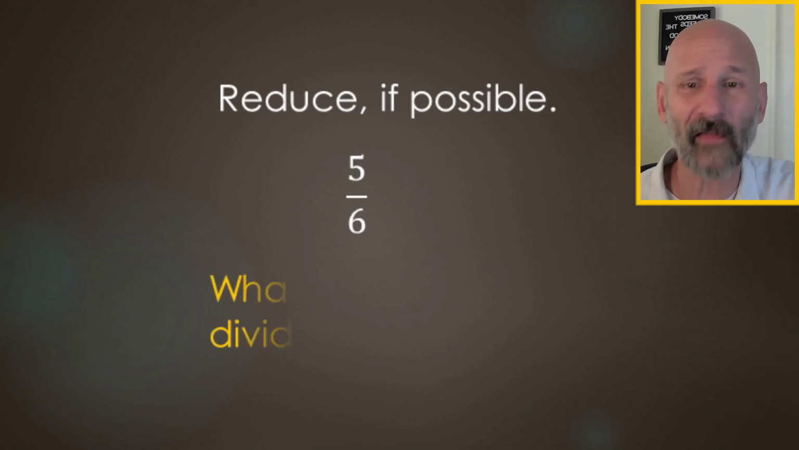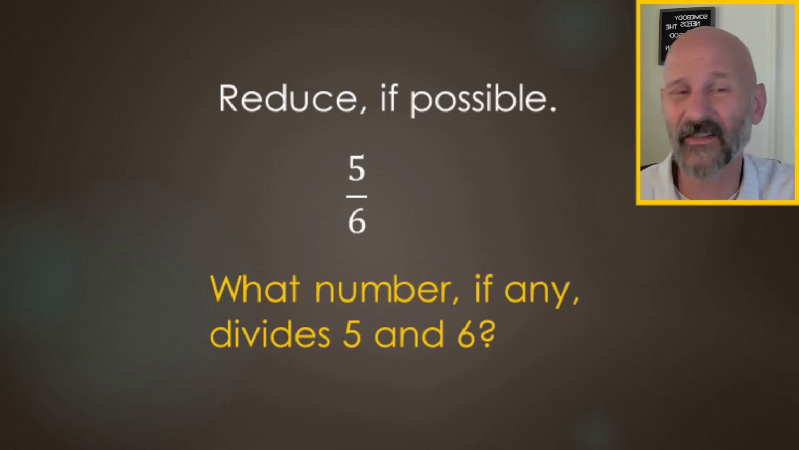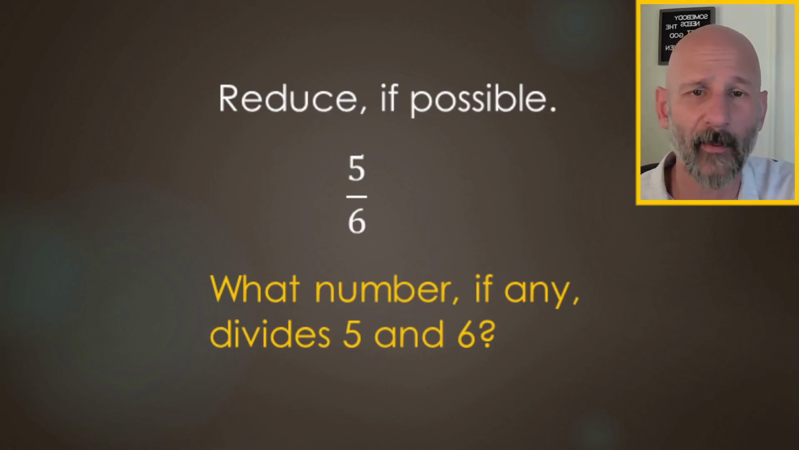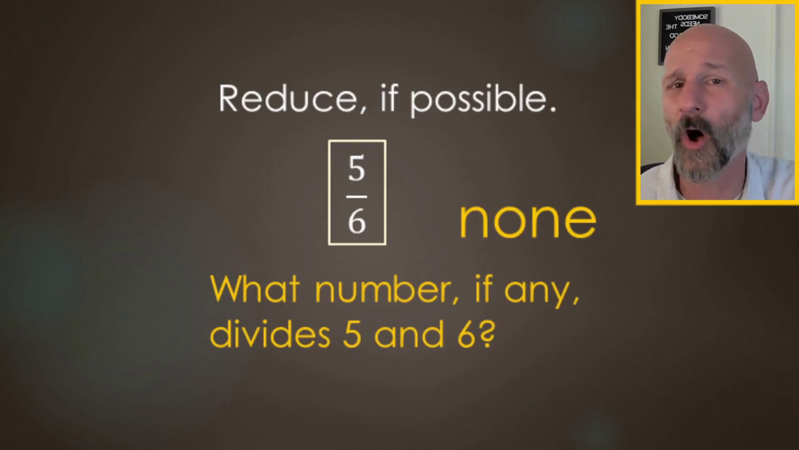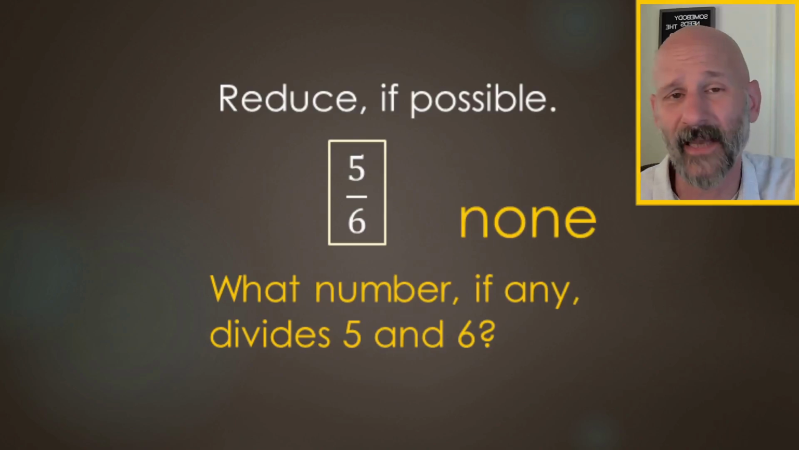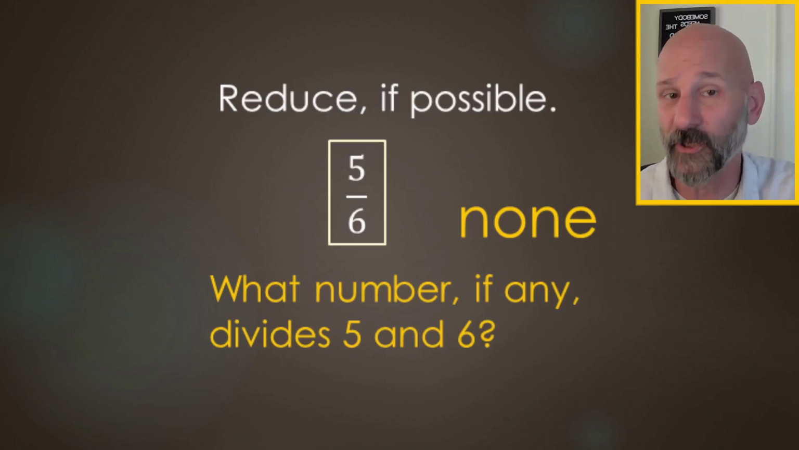5 and 6, nothing divides both 5 and 6. 5 is prime, so most times when you see a prime number, it's unlikely that you're going to be able to reduce it. But in this case here, no number divides them both, so this one is already reduced. So a skill you do need to have is, can I identify whether a fraction is reducible or not? And in this case, not.